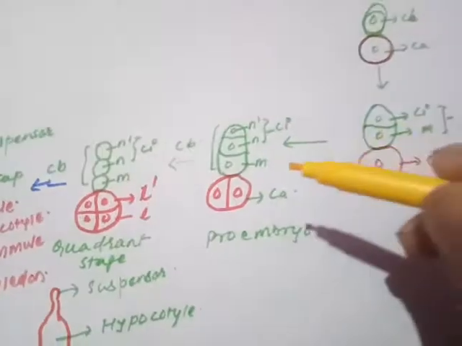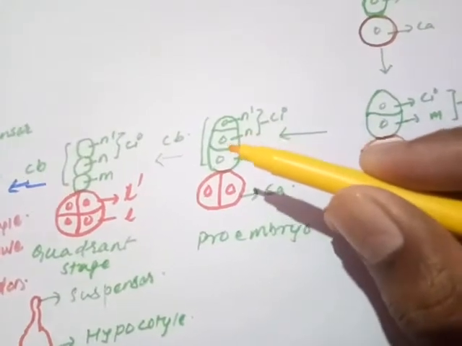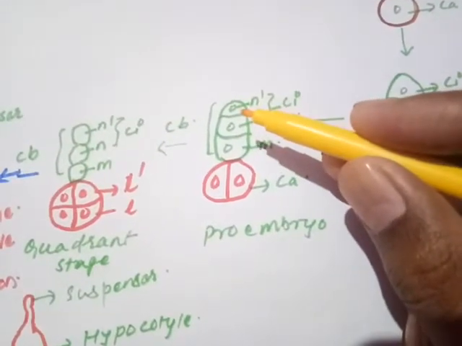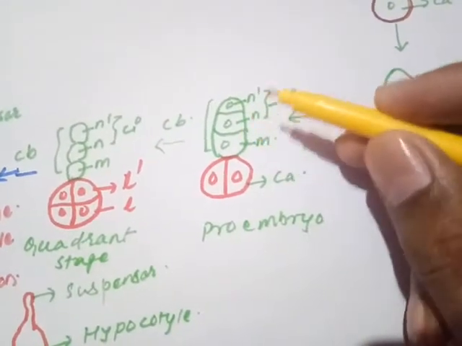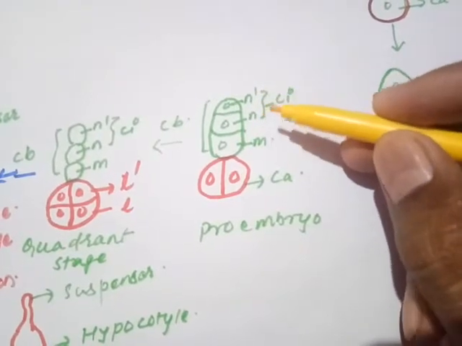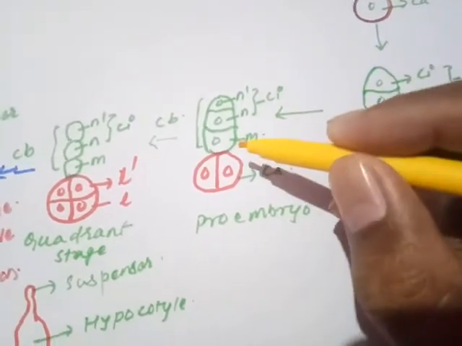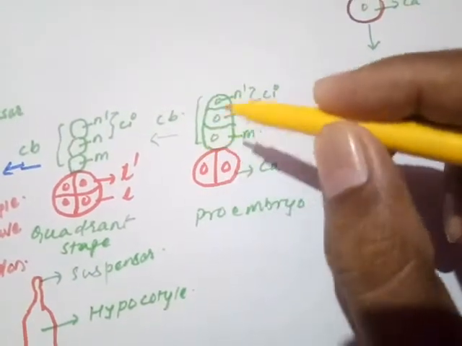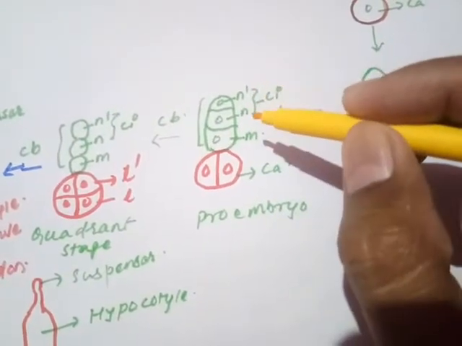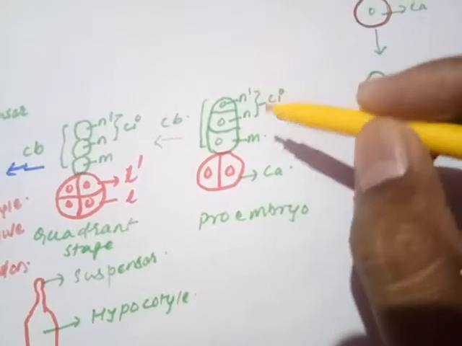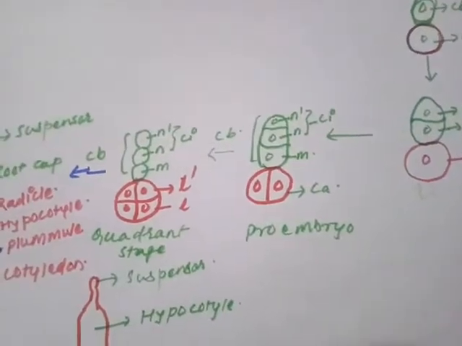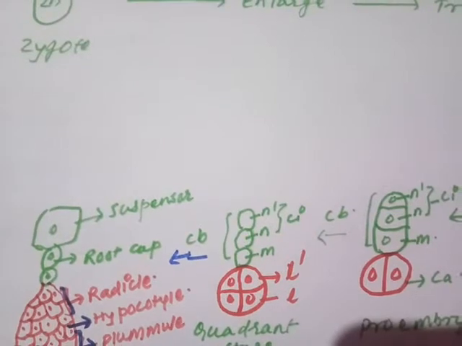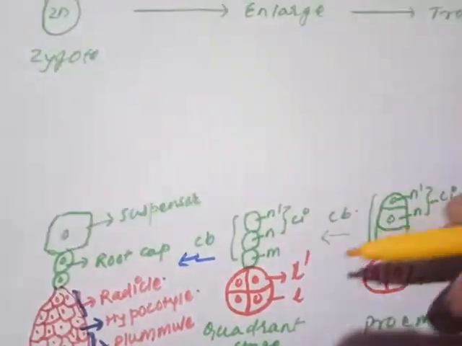Now this Ci cell undergoes division and forms N dash and N. These two are the cells produced by the division of the Ci cell. M remains as it is. So now this complete structure is produced from the Cb. N dash you know very well, suspensor, haustorium, everything we have seen. So N dash is going to form the suspensor and root cap.